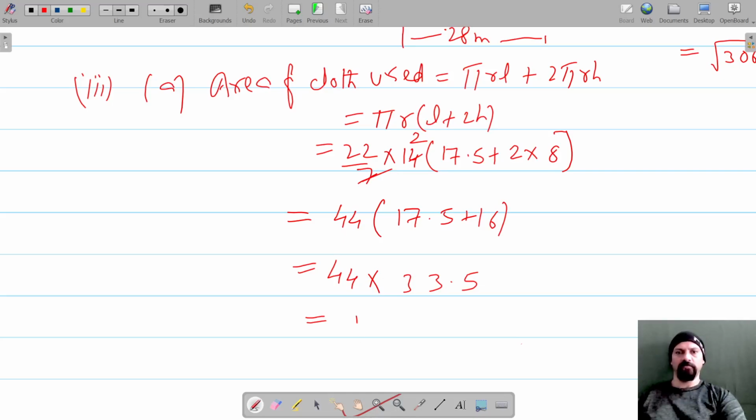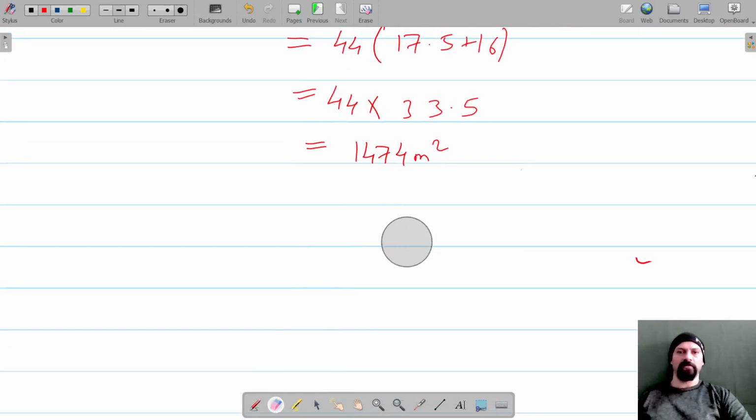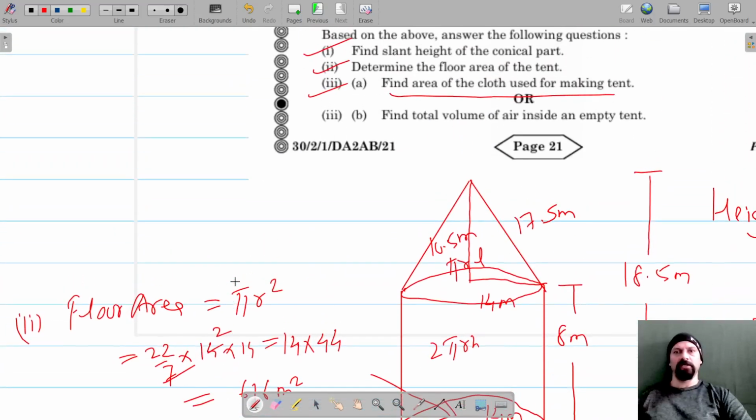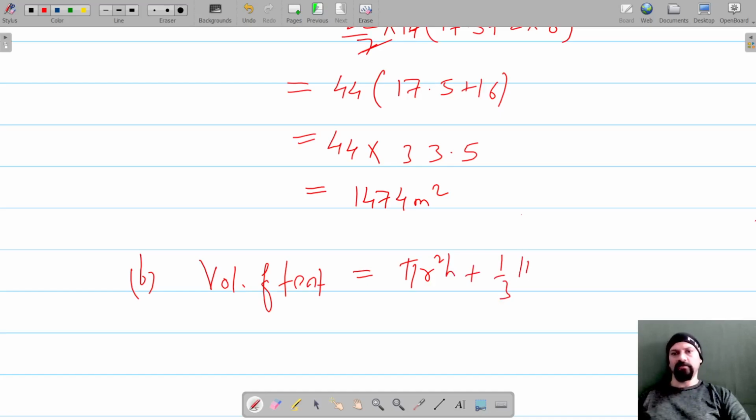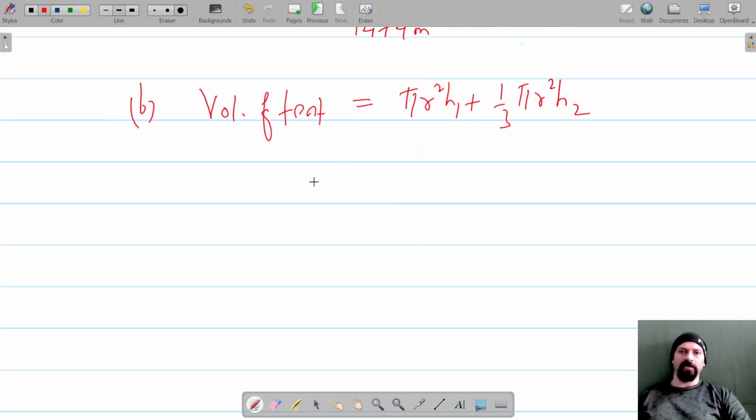So 1474 meters square is the area of the cloth used for making the tent with the conical and the cylindrical part. And for part B, we have to find the total volume of air inside an empty tent. So that is the volume of tent, which is the volume of the cylindrical part, which is pi r square h, and the volume of the conical part, which is 1 by 3 pi r square h. So this is the height of the cylinder, this is the height of the cone. And the common in this case is pi r square, which leaves h1 plus 1 by 3 h2.